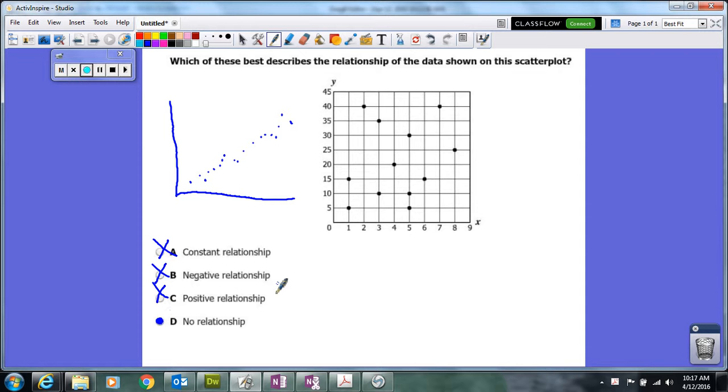So I guess the key to this question, first of all, is recognizing what kind of relationship we have in the data here, knowing what constant, negative and positive relationships look like. If you know that, this answer, no relationship, should have been a pretty easy one to find.